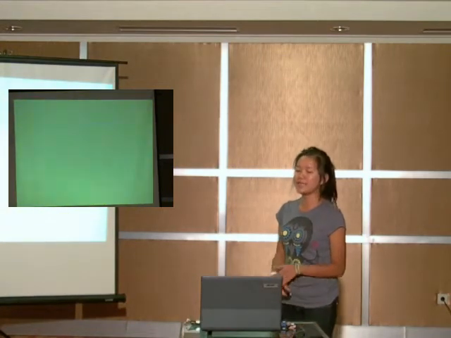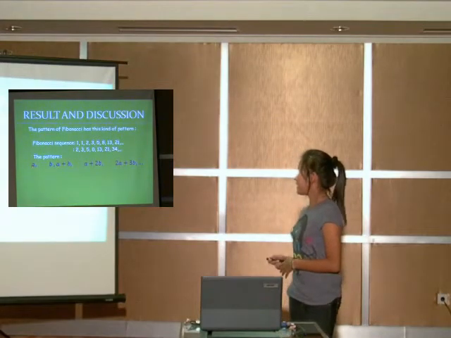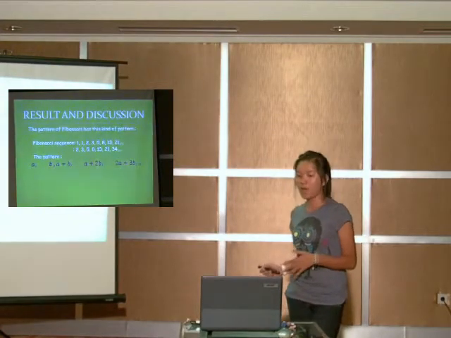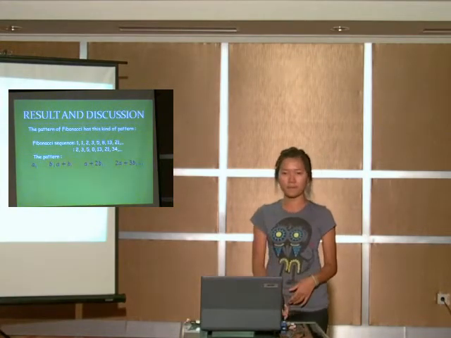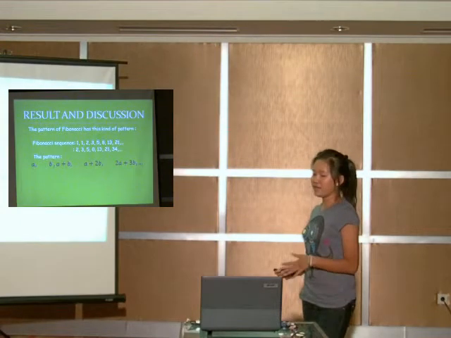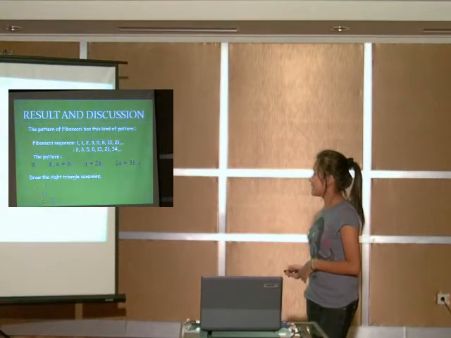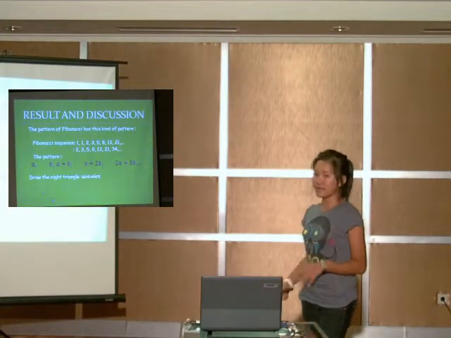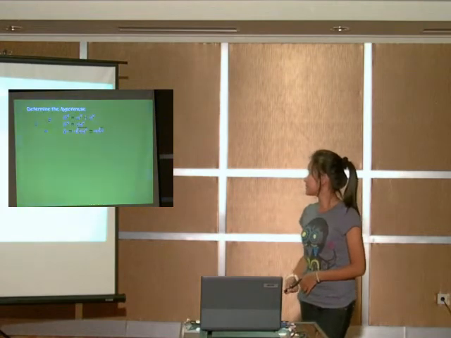So to make it clearer, let's move to the results and discussion. The pattern of Fibonacci is this kind of pattern: 1, 1, 2, 3, 5, 8, 13, 21, and so on. And this is the pattern of Fibonacci. After this, we have to draw the isosceles right triangle. You can see that the height and the base have the same length. And then determine the hypotenuse.